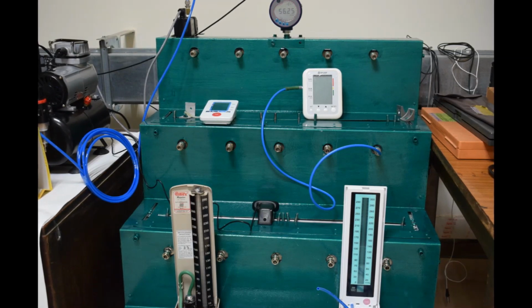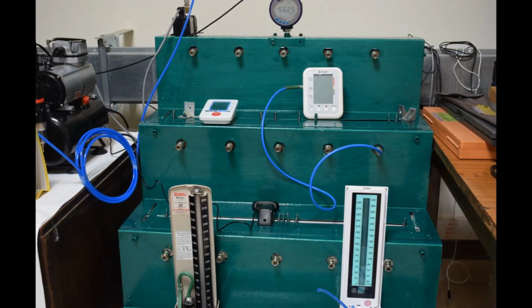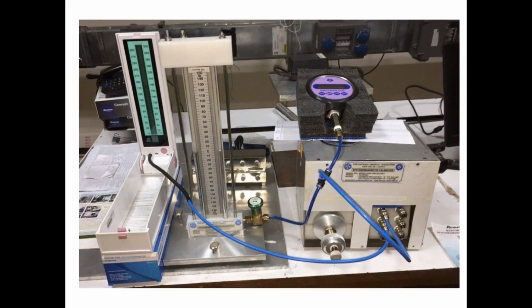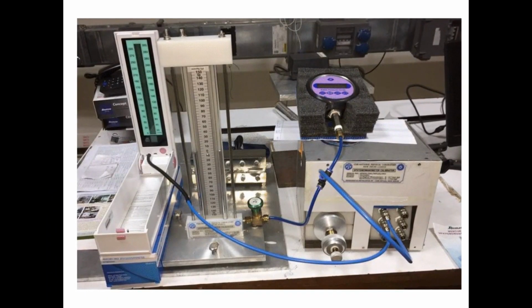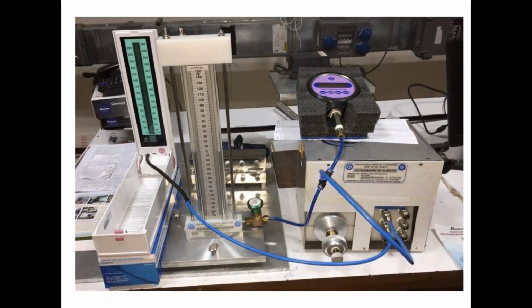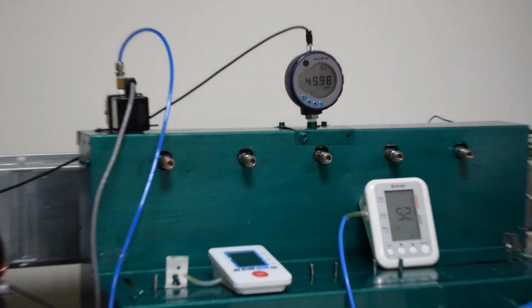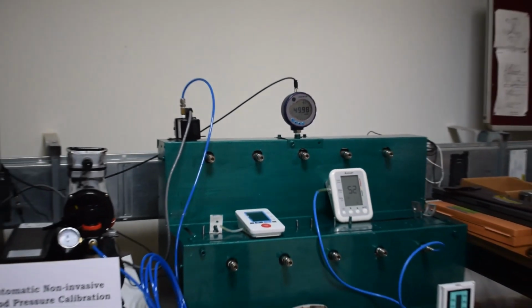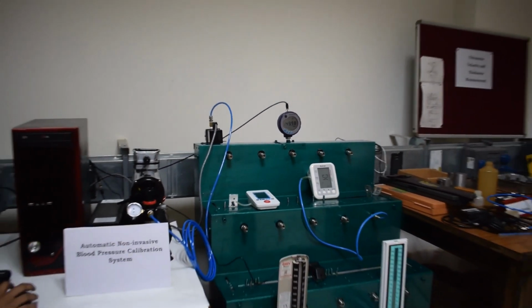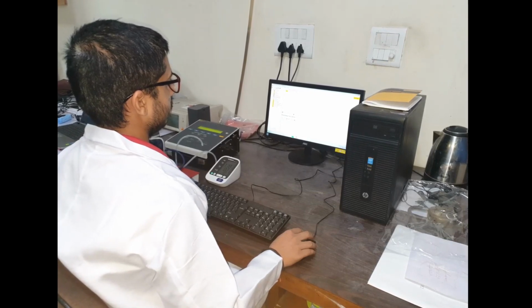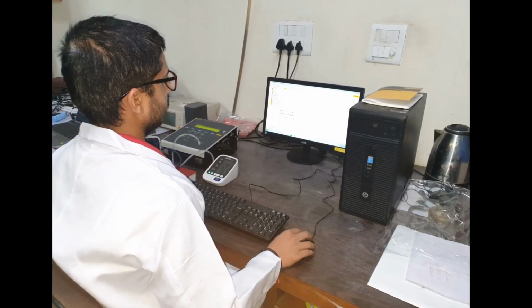This device is capable of providing the test and type approval of non-invasive blood pressure devices in dynamic and static condition. As per international guidelines, most of the automatic non-invasive blood pressure measuring devices are based on the algorithm derived after clinical trials of human blood pressure pulses.